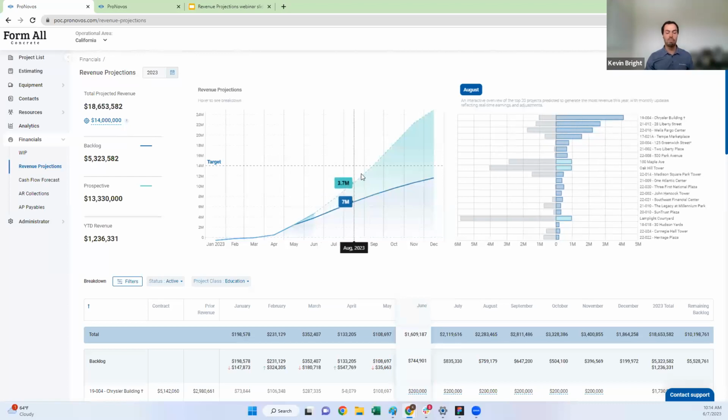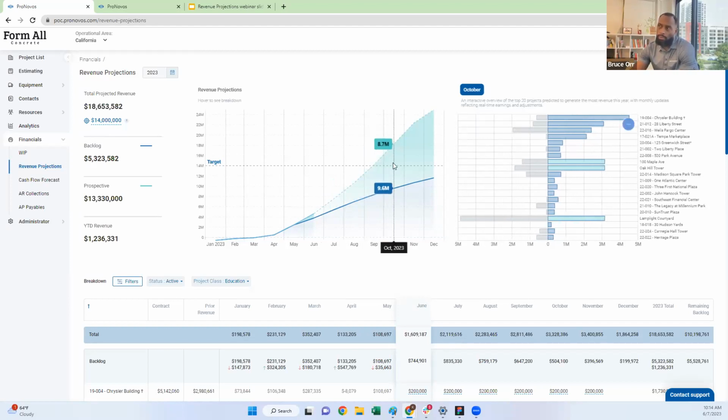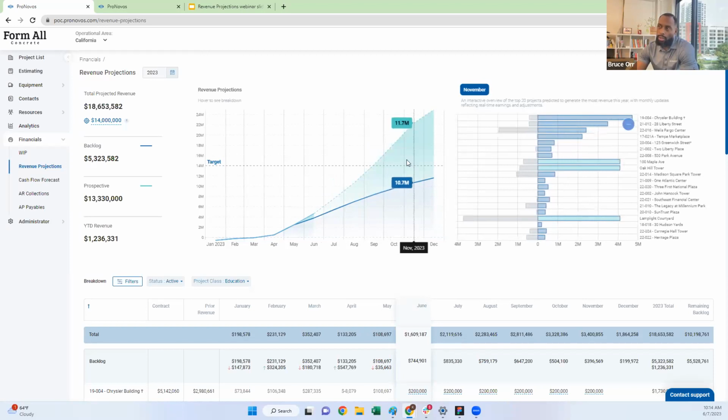So right now, based on what I'm currently tracking, I'm going to meet my target revenue in September. So it looks like it's going to be a very good year for me based on what I'm showing right now, if I get these prospective jobs. So on the right-hand side, as you're moving, I see the list of jobs. And as you said, the blue bar, that's showing what we have actually.